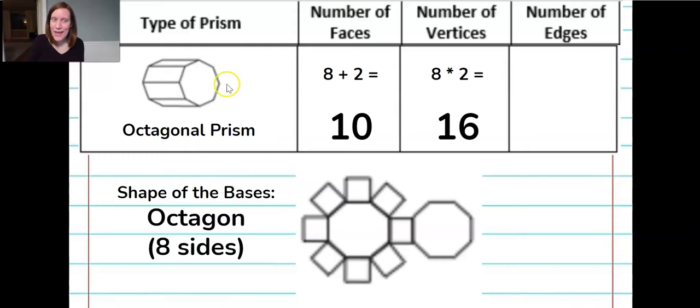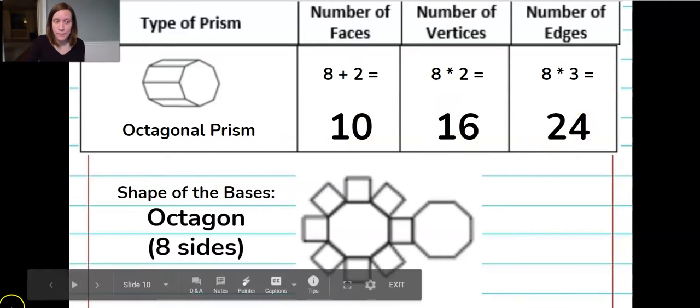Edges, again, we use the 8. 8 on one end, 8 on the opposite end, and 8 on the rectangles that go around the middle. 8 times 3 is 24 edges. Make sure that you have this entire table filled out: the name of the prism, the operation that helped you figure out the number of faces, vertices, and edges, and then the actual number of faces, vertices, and edges for each of the prisms that we went over.